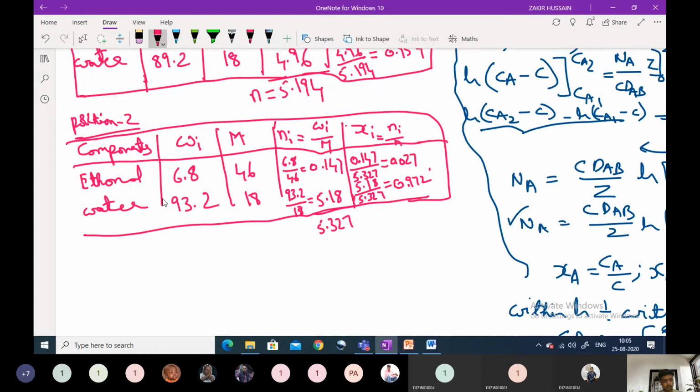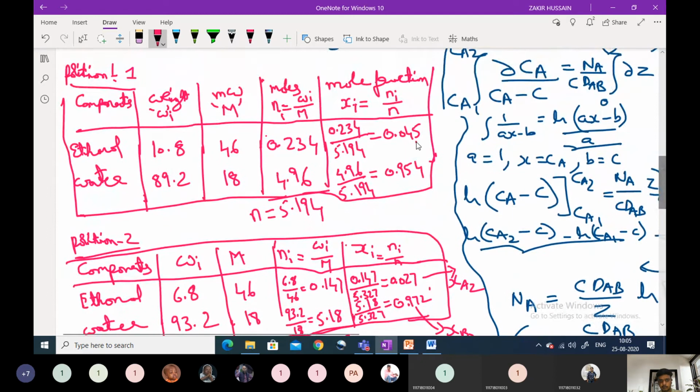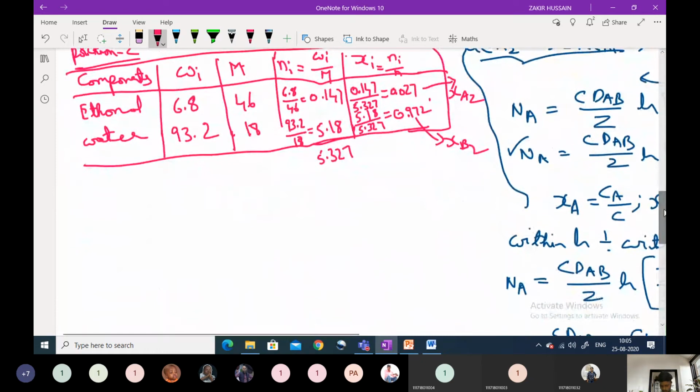So we have already obtained the required values. At position 2, this one is ethanol, so this is XA2 and this is XB2. Similarly on the top side at position 1, this is for ethanol, so this is XA1 and this is XB1. According to our formula, we require only XA1 and XA2. At the same time, we want rho by m average. I will let you know how to calculate that.